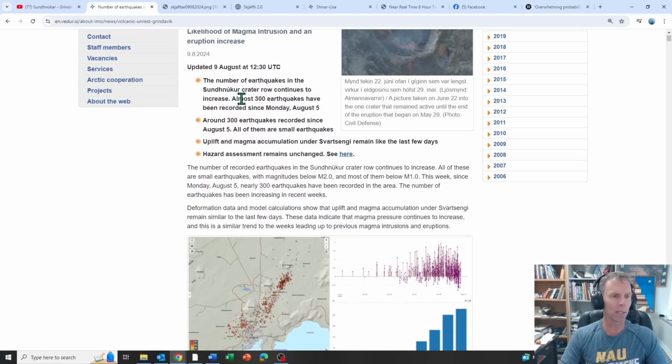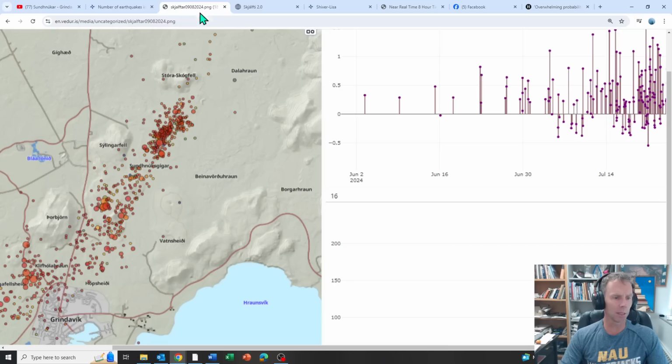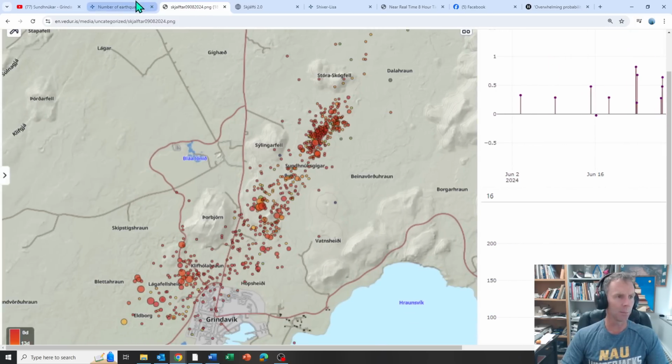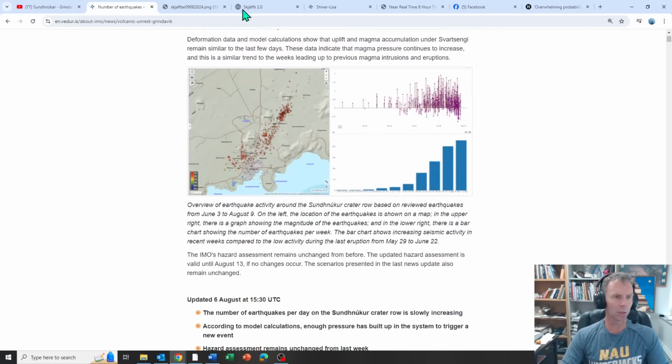So the number of earthquakes, almost 300 since Monday, have been detected in the area. All of them, again, mostly small earthquakes. The uplift continues to go on. And so let's look at some of the data they put out here from the Met Office. So they've got a nice map here. And I believe this shows, this is from June 3rd to August 9th.